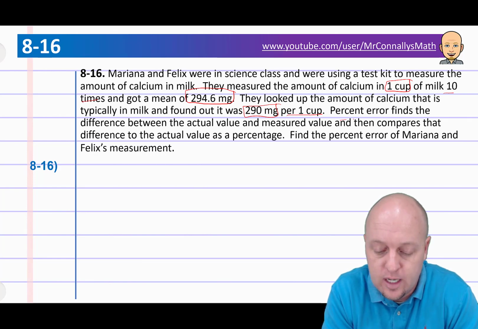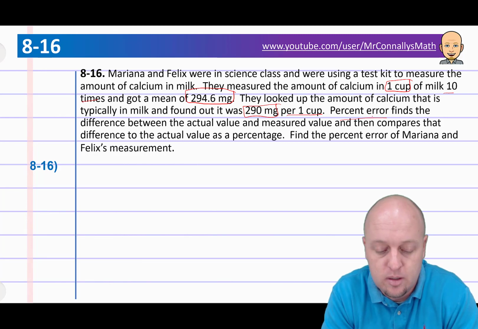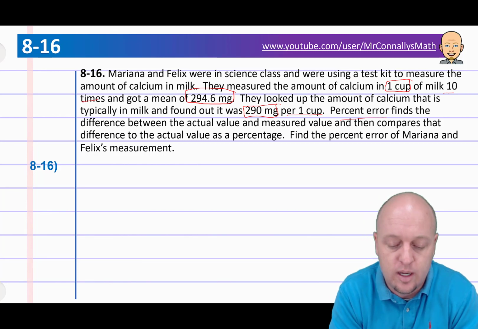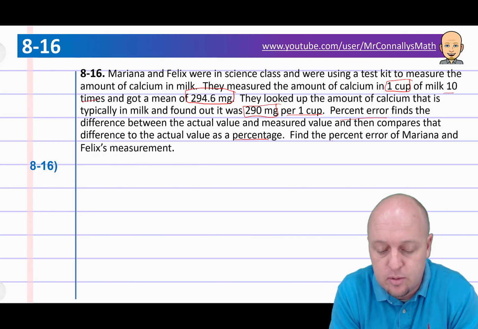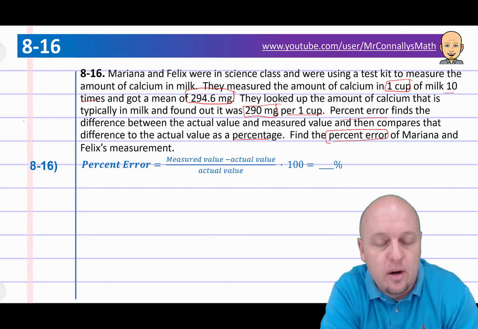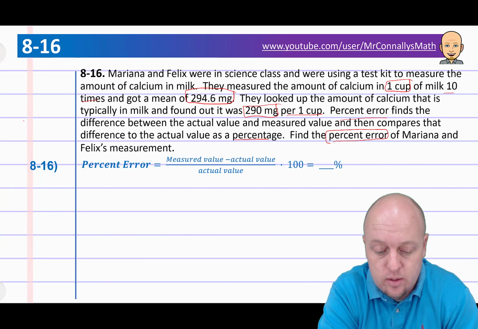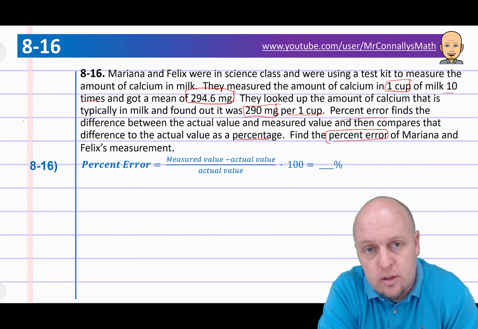Percent error finds the difference between the actual value and the measured value and then compares that difference to the actual value as a percentage. Find the percent error of Mariana and Felix's measurement. Okay, so what it's saying is that percent error is the measured value minus the actual value divided by the actual value. Okay, so it's kind of like percent increase or decrease. And then when we get that answer, we multiply it by 100 to turn it into a percent.